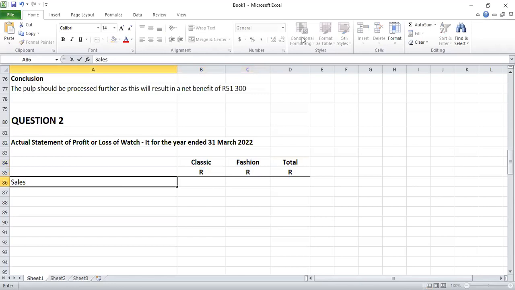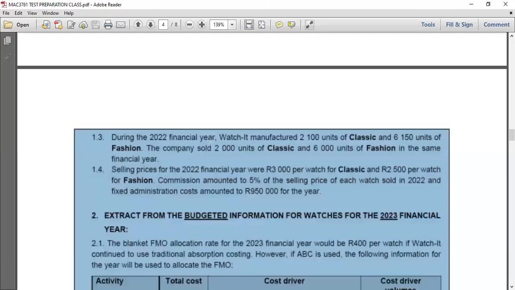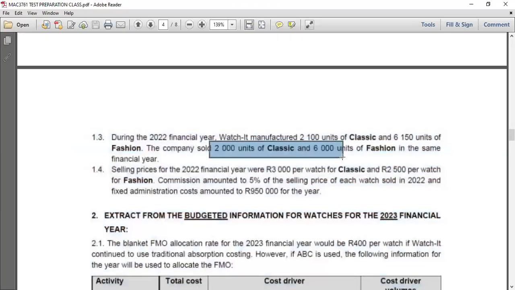Right. So we have to calculate for classic and for fashion. We know that the sales units are 2,000 and 6,000. Those are the sales units. And the selling prices for the 2022 financial year were 3,000 for classic and 2,500 for fashion. Then commission amounted to 5% of the selling price of each watch sold in 2022, and fixed administration costs amounted to 950. So we've got what? The units, 2,000 and 6,000, we then multiply by the prices, which are 3,000 and 2,500.